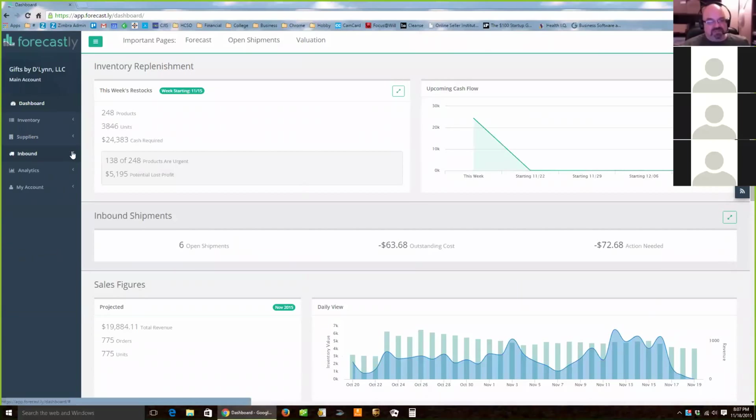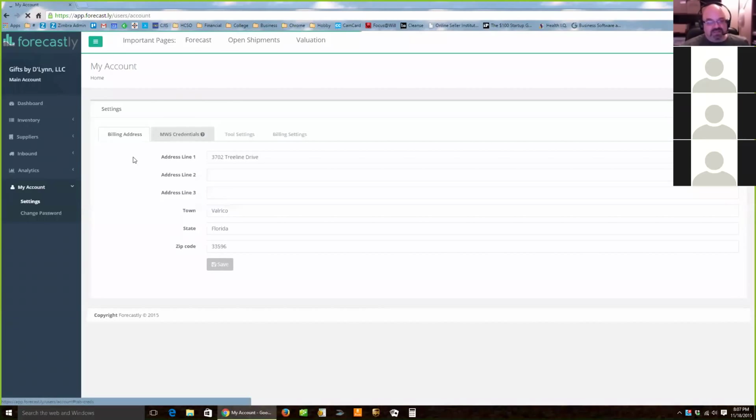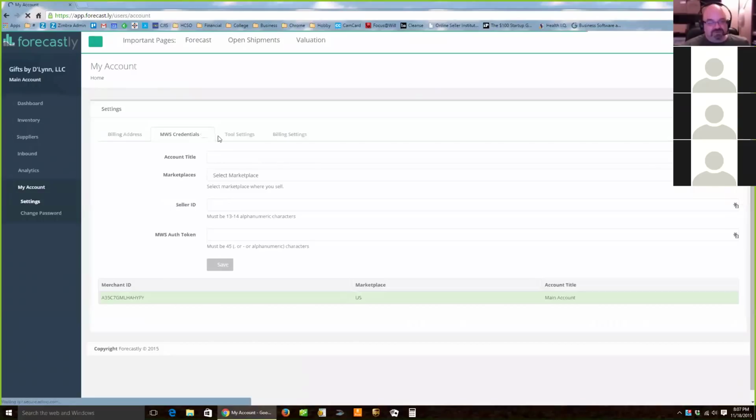So let me get into some of the basic setups. It's going to look the same as Restock Pro for the most part. Under settings, you put your credentials, of course. I think they support four of the Amazon marketplaces so far, but that's it. Nothing for eBay or anything.